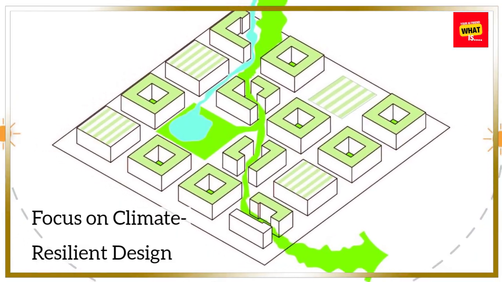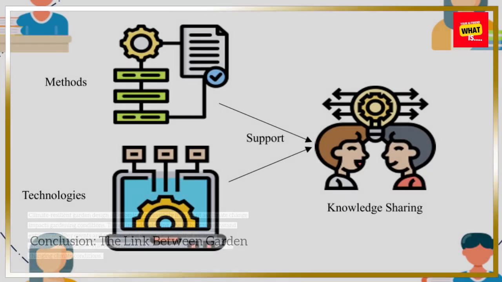Focus on climate-resilient design. Climate-resilient garden design is becoming increasingly important as climate change impacts gardening conditions. Trends include selecting plants that can withstand extreme weather events and incorporating design elements that mitigate environmental stresses. This focus reflects an awareness of the need to adapt to changing climate conditions.